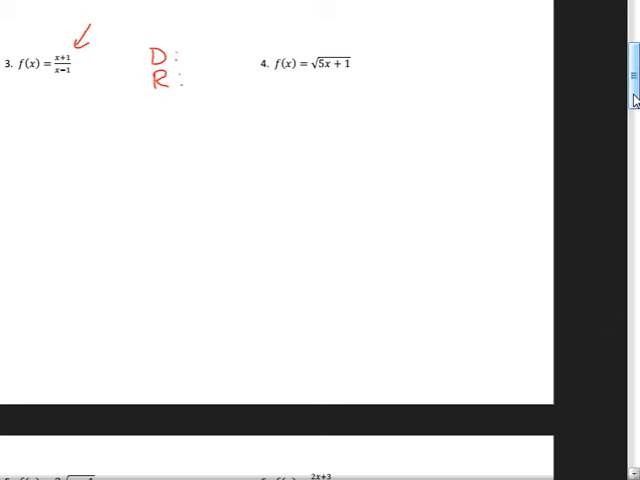Positive 1 would crash this function. So all reals except 1. I'm going to make that a number line. I like to do it that way. There are multiple ways you could do it. Everything except 1 is my domain.